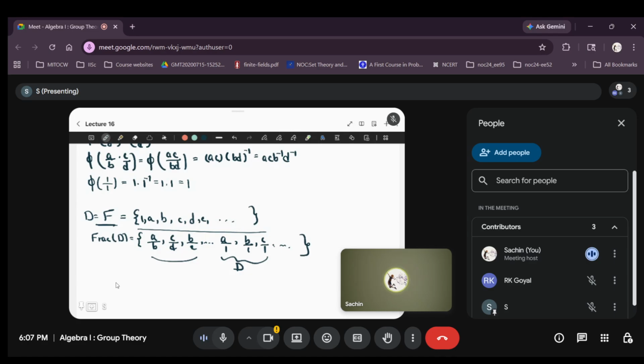But suppose this integral domain that you picked was actually a subring of a field. Instead of constructing fractions like this, you could simply take the set of all elements of the form A B inverse, C D inverse, E F inverse, which will also contain 1 into 1, A into 1 inverse. This is nothing but A, B, C, etc. You can do this because B has an inverse if F is a field. B has an inverse within the field.